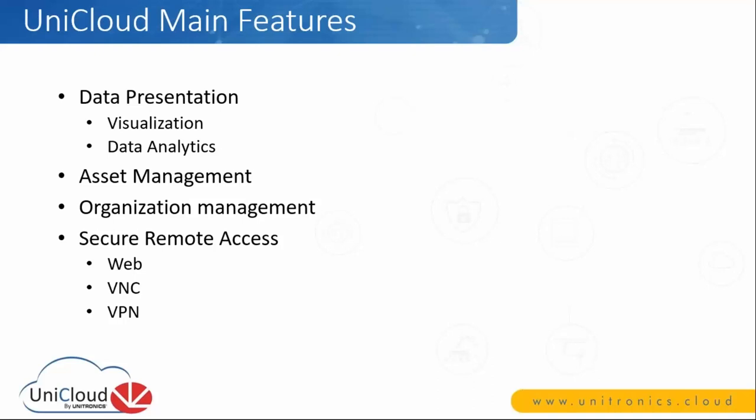You also have secure remote access available with the UniStream. Now, I just want to make a note, web server and VNC are not available with our Vision solution. Only UniStream supports web and VNC. VPN is the third form of remote access that is supported by all cloud-capable controllers.